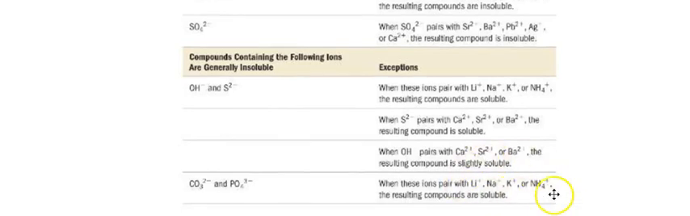unless they're paired again with a group 1. So this is why it's good to know group 1s. Everything will dissolve in group 1. All right, so carbonate and phosphate, if it's not paired with a group 1, it is insoluble. All right, it will form a solid. Okay, all right, let's go to the next page.